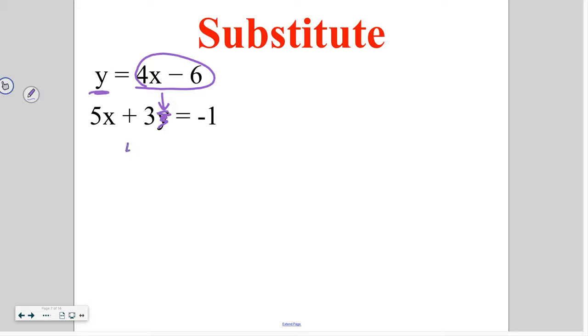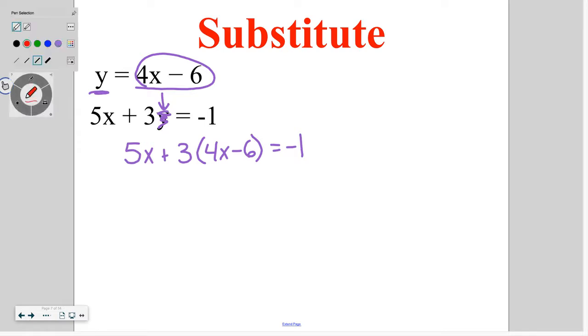But this time, instead of plugging in a number, we're plugging in a whole expression. So what this is going to look like, we've got 5x plus 3 times, and then in parentheses, we have this whole expression. And that's still equal to negative 1. So we took what y is equal to and we replaced it in the second equation. So instead of having an x and a y, now we just have x in the second equation.